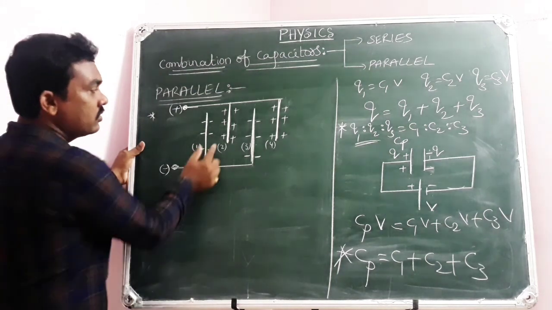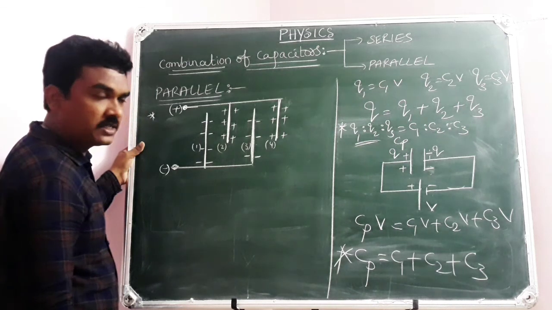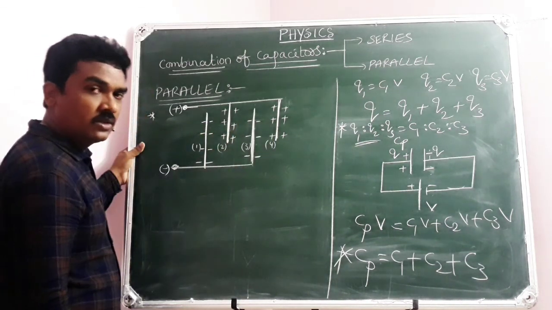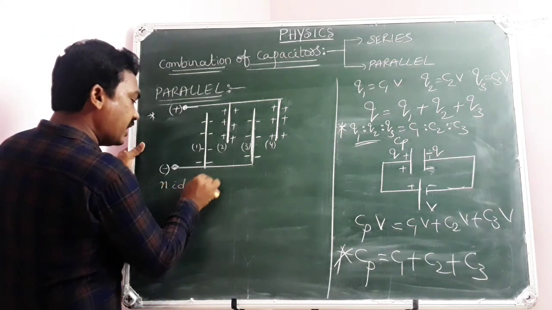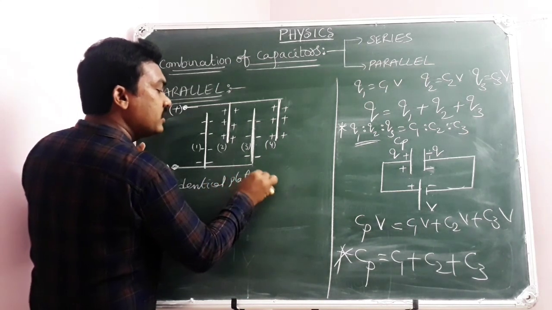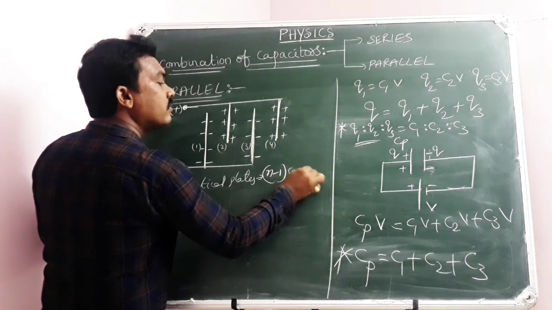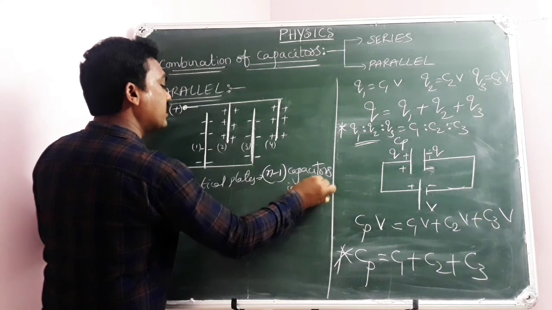Like that, how many capacitors? 1, 2, 3. You have to take a pair of plates. 1, 2, 3. So if n identical plates are taken, then we get n minus 1 capacitors in parallel. This is what you need to understand.